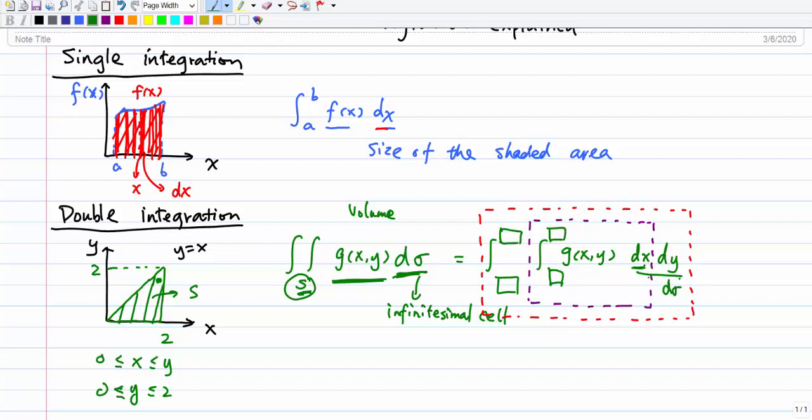So the basic idea is to rewrite dσ as dx and dy, because this is a small, tiny cell.